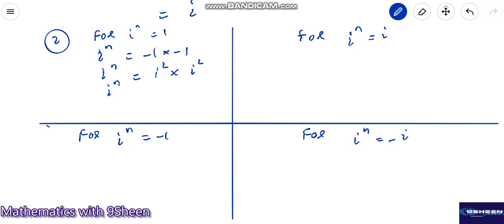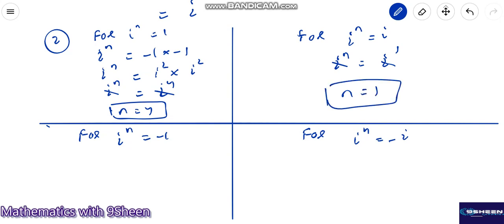It is iota power n. Iota square multiplied by iota square is equal to iota 4. Iota cancel out, that's why n is equal to 4. Similarly, it is iota power n, it is iota power 1. Iota cancel out, that's why n is equal to 1. It is iota power n, minus 1. आपके पास कब आता है? जब आपके पास iota square हो. That's why iota cancel out, n is equal to 2.